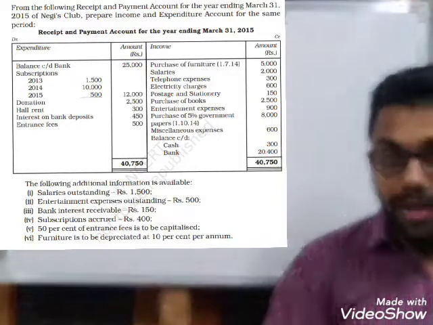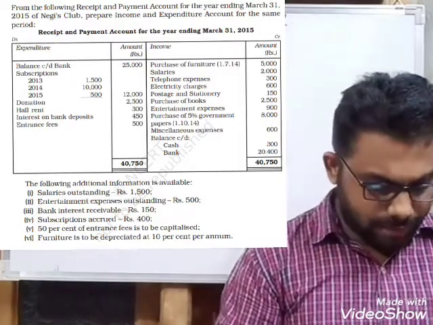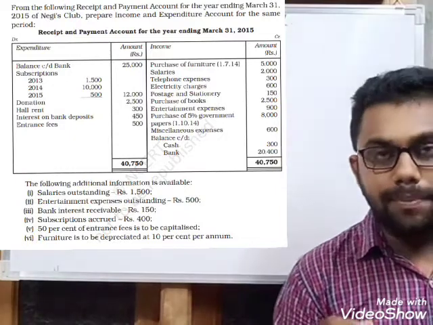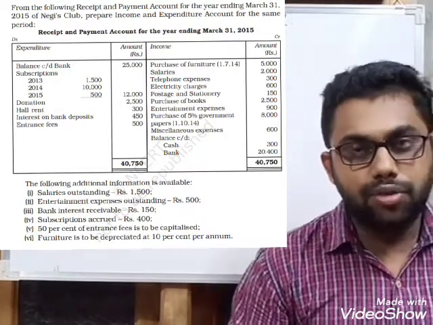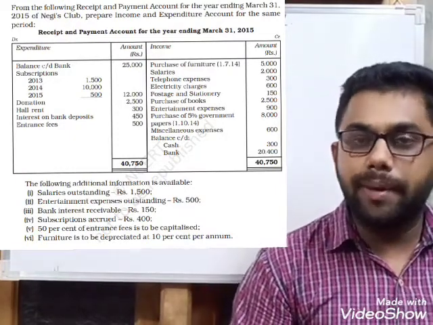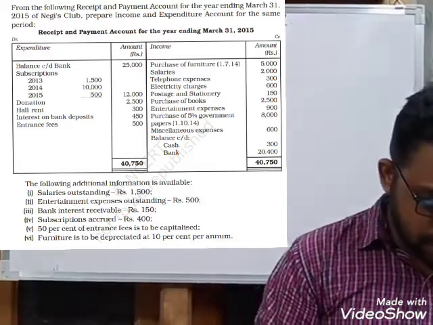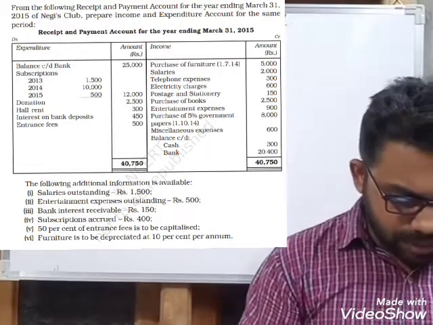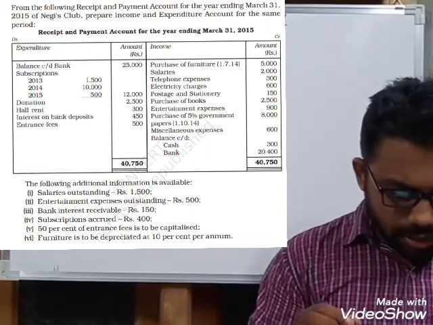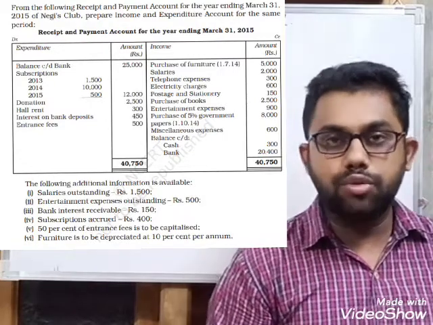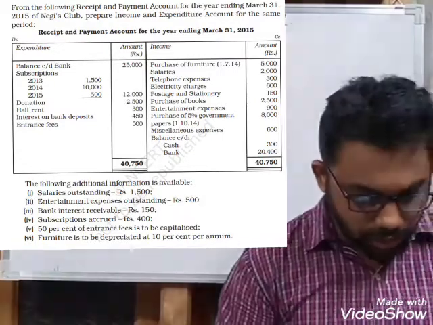So let's see what are the receipts in the receipt side. Balance c/d bank, so that means the opening balance of bank. Receipts and payment account always starts with the opening balance of bank, and the amount is 25,000. Next one is the subscriptions. Subscriptions is given for 3 years. One is 2013, one is 2014, and another is 2015.